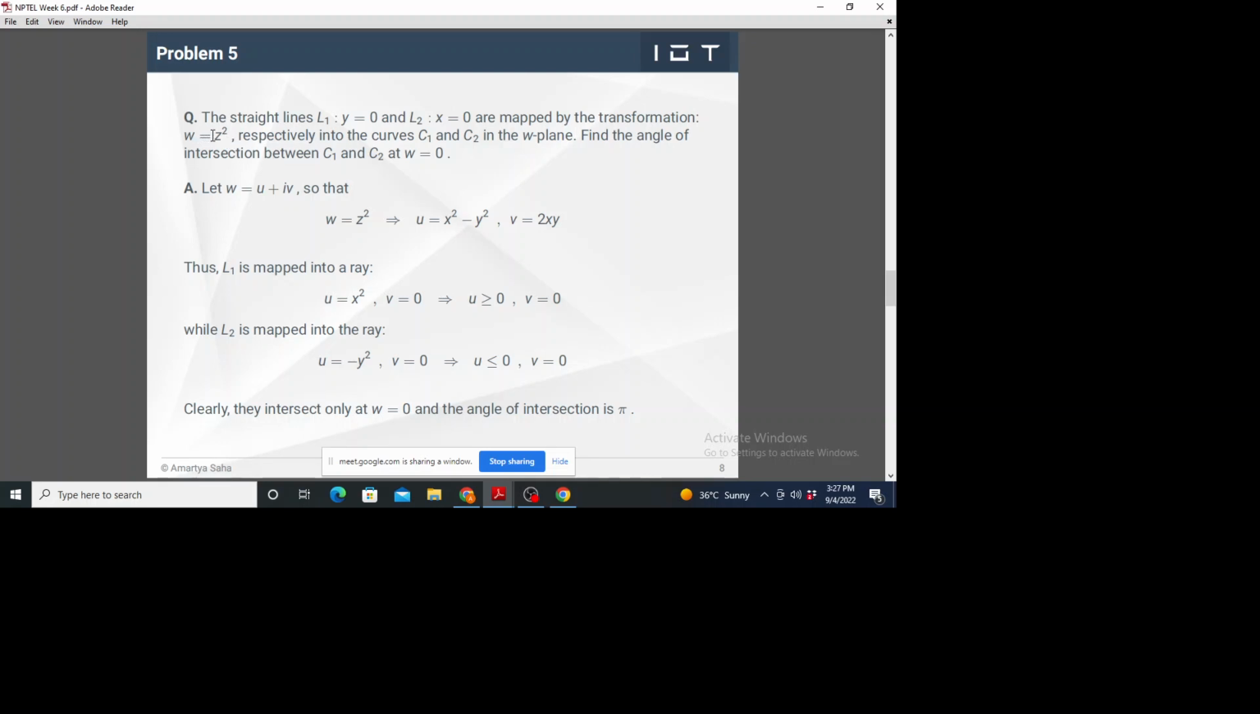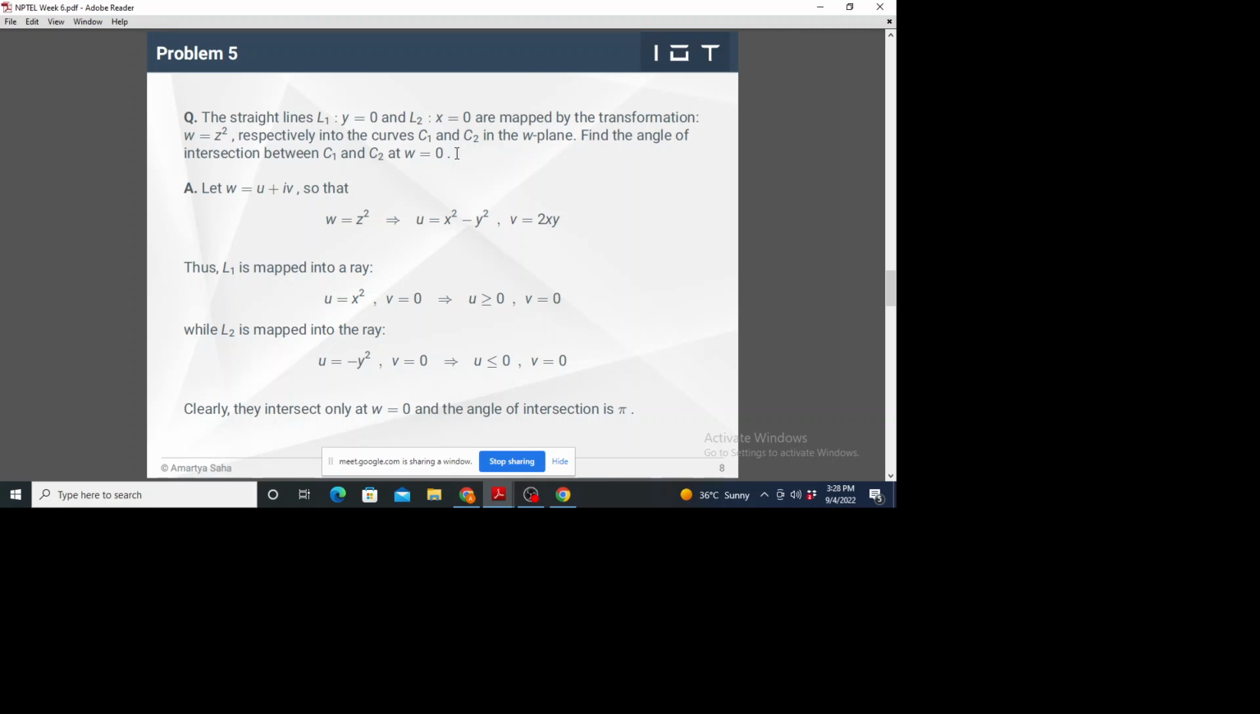W is equal to z bar. So let these two curves, or these two straight lines, be mapped into the curves C1 and C2 respectively in the W plane. So we have to find the angle of intersection between C1 and C2 at W equal to 0. So that is the statement.